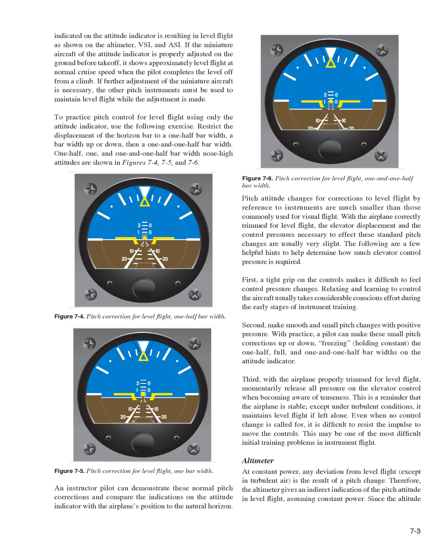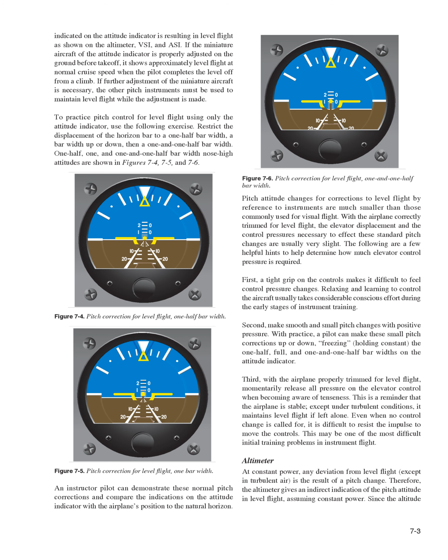First, a tight grip on the controls makes it difficult to feel control pressure changes. Relaxing and learning to control the aircraft usually takes considerable conscious effort during the early stages of instrument training. Second, make smooth and small pitch changes with positive pressure. With practice, a pilot can make these small pitch corrections up or down, holding constant the 1/2 and 1 1/2 bar widths on the attitude indicator.